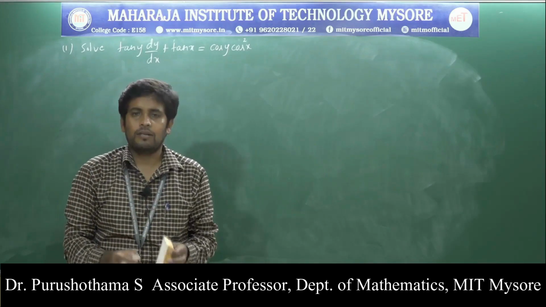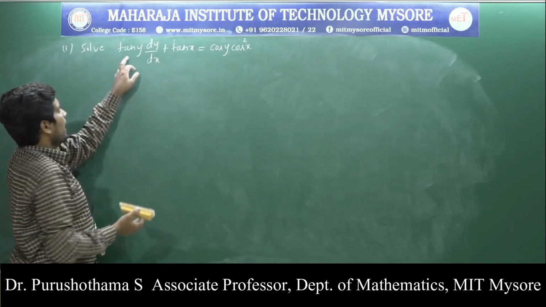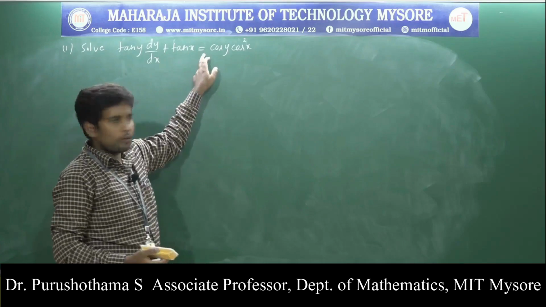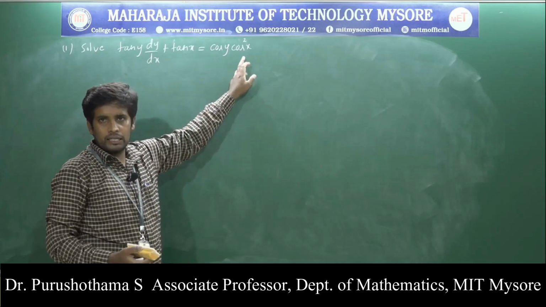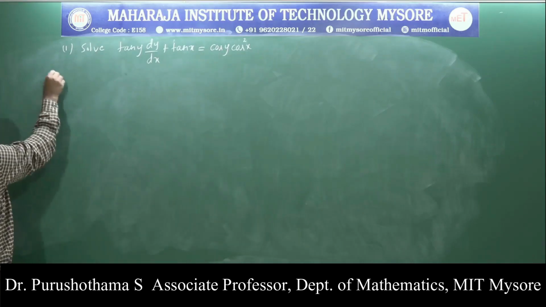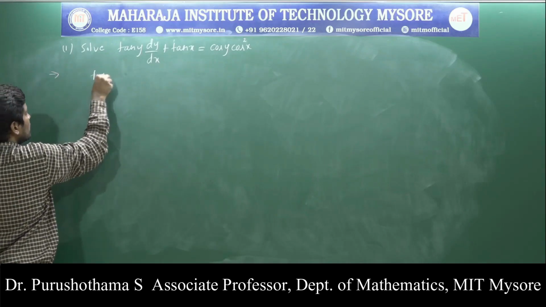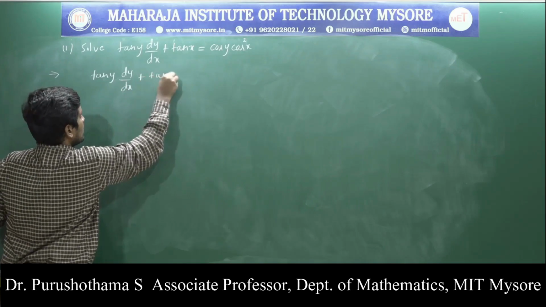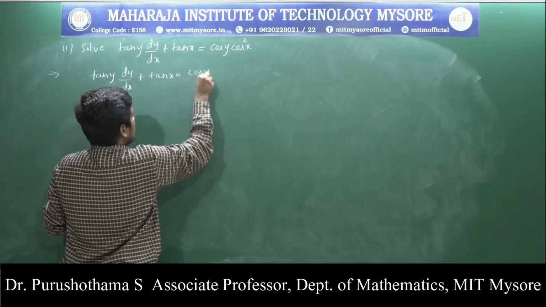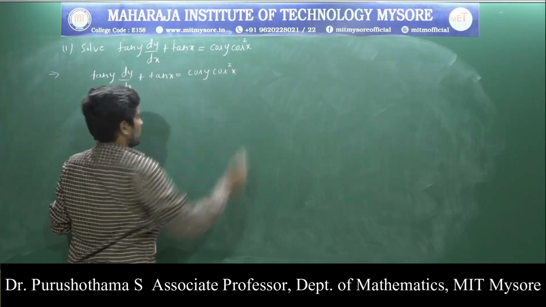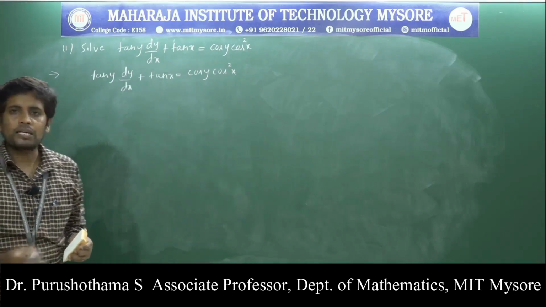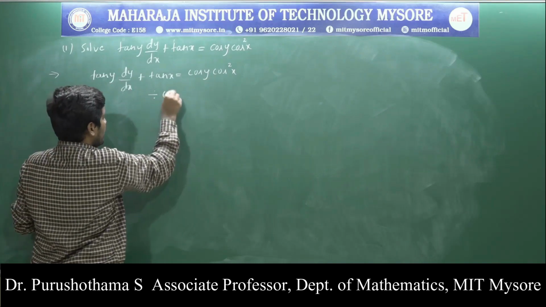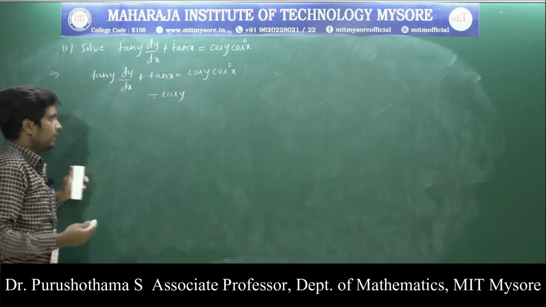linear equation form. The first problem is: solve tan y into dy by dx plus tan x is equal to cos y into cos square x. So, first write the given equation in the solution. Given equation is tan y into dy by dx plus tan x is equal to cos y into cos square x. In the next step, the whole equation is divided by cos y.